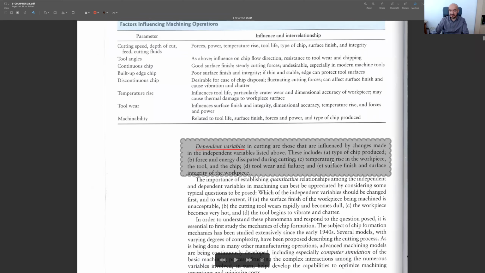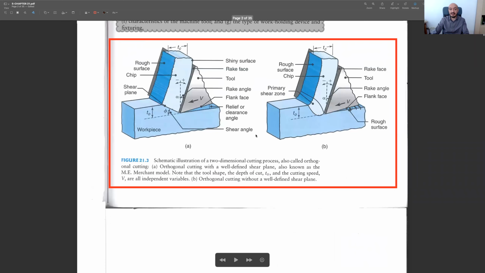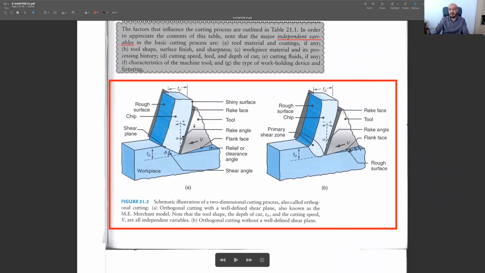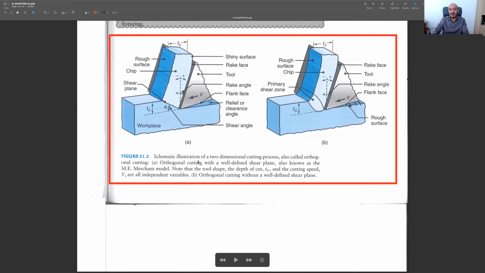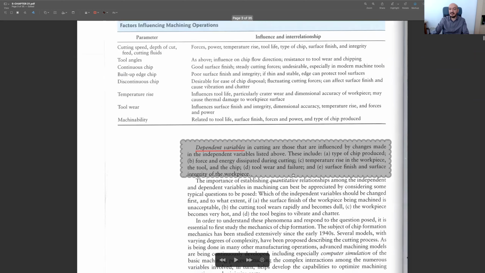Other dependent ones are the temperature rise in the workpiece. It highly depends on, for instance, the speed, depth of cut, the type of material you are machining, the type of cutting tool material you are using. They will all affect the temperature rise in the workpiece. And obviously, you may further have temperature rise on the tool, on the chip. So they all depend on the independent variables.